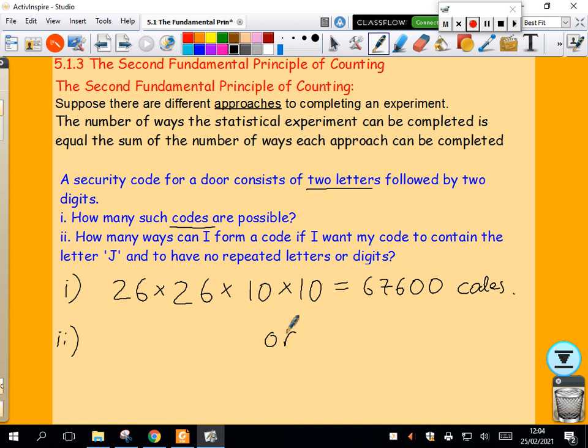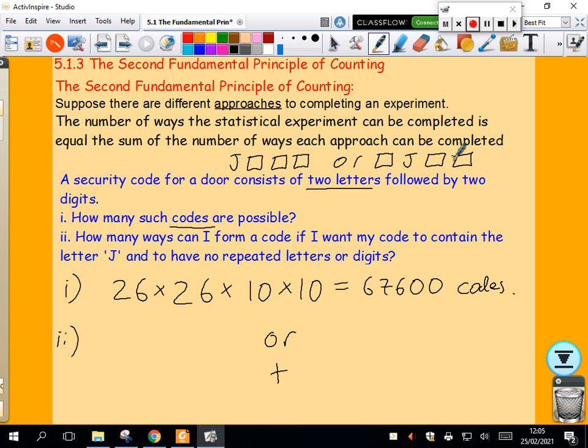So we're dealing with this or, and again we said by the second fundamental principle of counting, that means we're adding. We could have the J in the first position, for example J, and then another letter, and then a digit, and then a digit. Or we can have a letter, and then a J, and then a digit, and then a digit. So there's kind of 2 different approaches here.